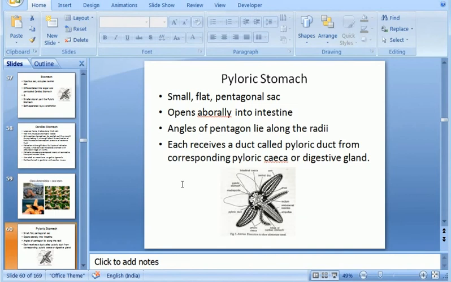And it opens aborally into the intestine. The angles of the pentagon lie along the radii. Each receives a duct called the pyloric duct from the corresponding pyloric ceca, or the digestive gland. So here these are the glands associated with the pyloric stomach.